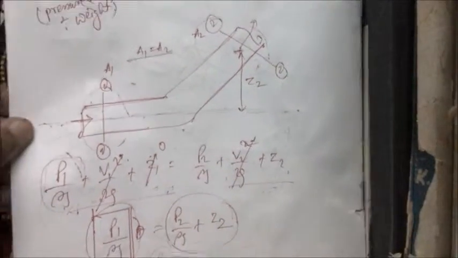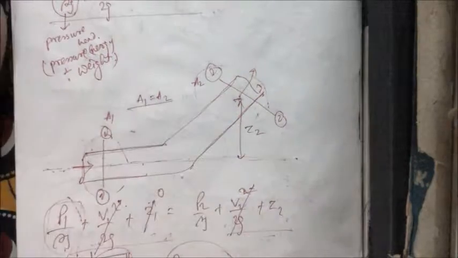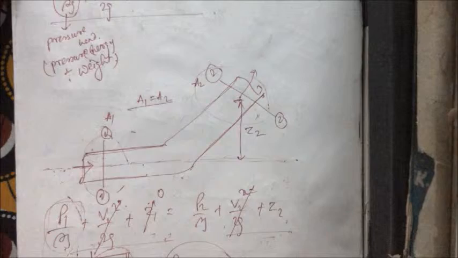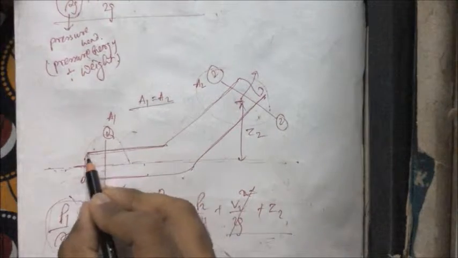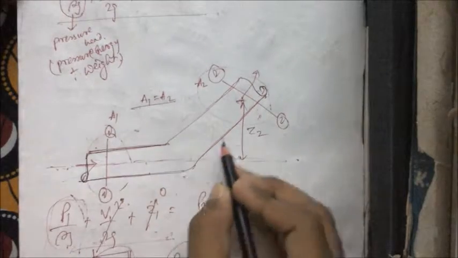Now if we apply Bernoulli's principle in case of a pipe like this, okay, suppose this is my pipe, this is the inlet of the pipe, and this is the outlet.